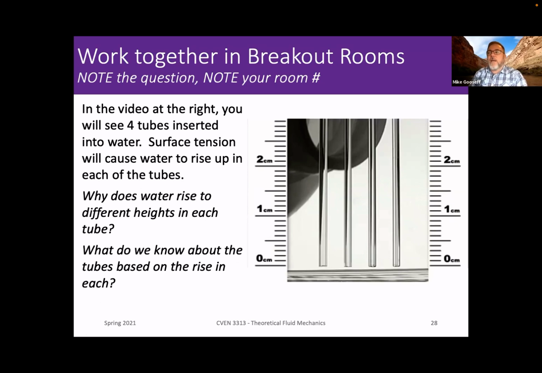So in the video to the right, you will see 4 tubes. You can see the 4 of them here. They're going to be inserted into this. I said it was water, but it might not be water. It might be some other liquid. Surface tension will cause the liquid to rise up in each of the tubes. Why does water rise to different heights in each tube? And what do we know about the tubes based on this rise?